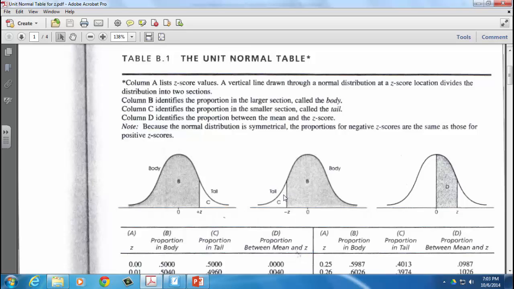Now, I will point out that this table is not available to you in your book. The table that's in your book is not very user-friendly. I prefer this table, and this table will be posted in the module for this lecture as well.